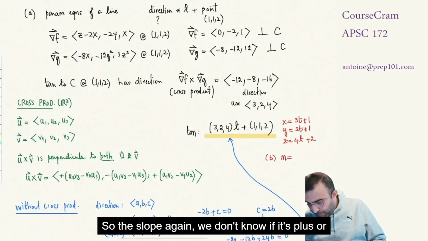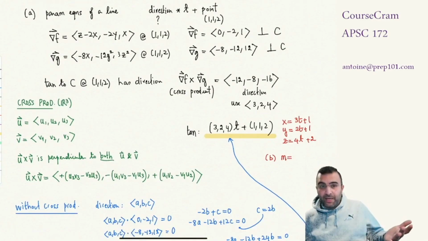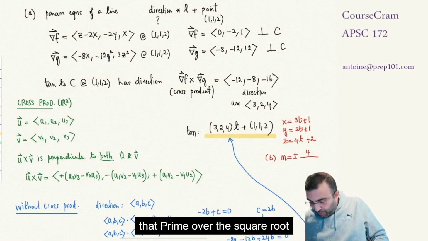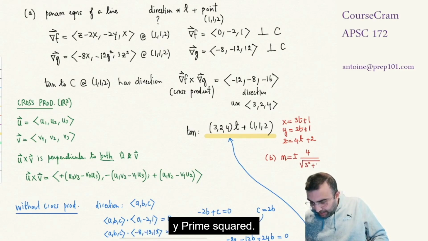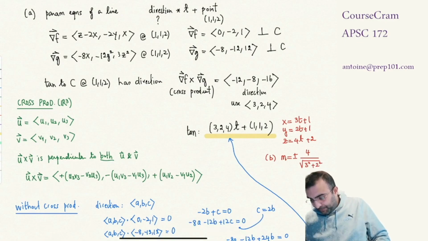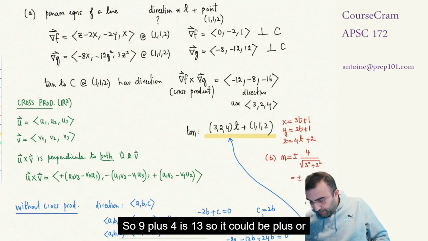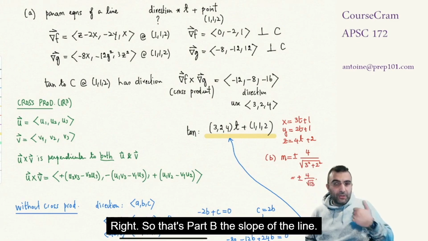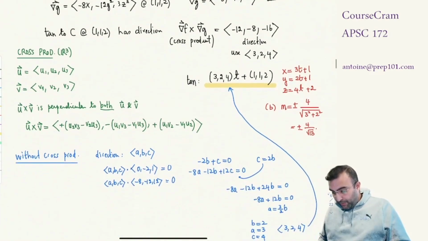So the slope, again, we don't know if it's plus or minus. So, say plus or minus. And then the slope is z prime over the square root of x prime squared plus y prime squared. So 9 plus 4 is 13. So it could be plus or minus 4 over the square root of 13. Right? So that's part B, the slope of the line.